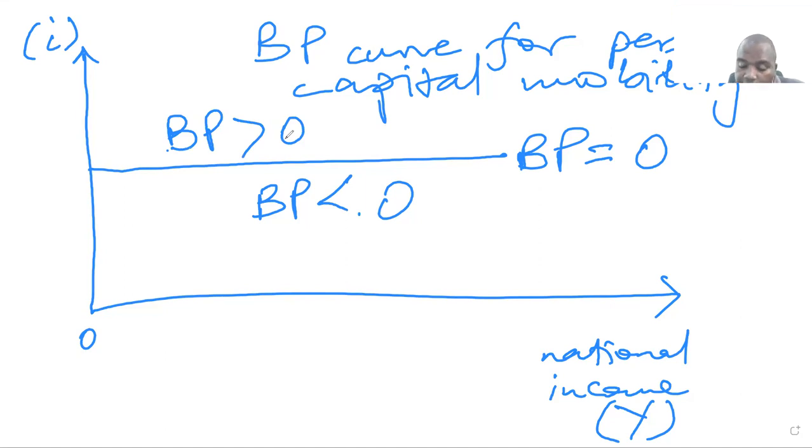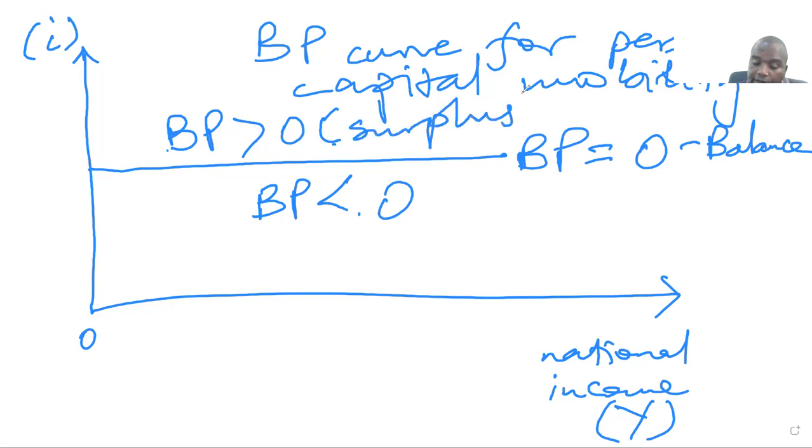To be greater than 0. So along the BP curve, we've got a balance of payments balance. Above, we've got a balance of payments surplus. And then underneath, we've got a balance of payments deficit. In general, above the balance of payments curve, we have got a balance of payments surplus, and below the balance of payments curve, we've got a balance of payments deficit.